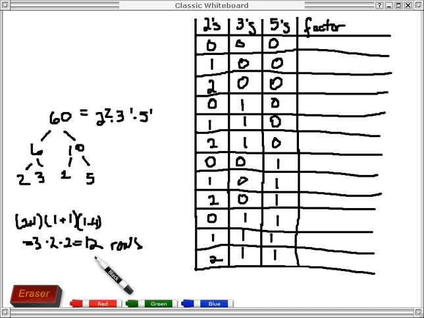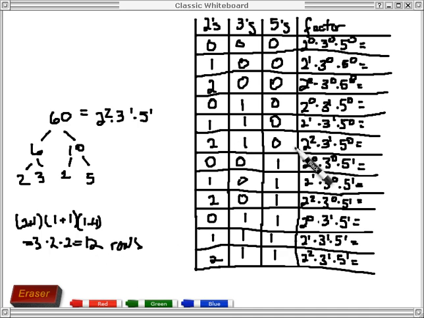And now I just convert all these guys to factors. So here I just transferred all the numbers to exponents on the different factors, and then I just have to multiply this out. 2 to the 0 times 3 to the 0 times 5 to the 0 is 1, and on down the line. So when I'm done with that, I get 1, 2, 4, then 3 times 1 times 1 is 3, 3 times 2 is 6, 3 times 4 is 12, 1 times 1 times 5 gives me the 5, 2 times 5 is 10, and so on.